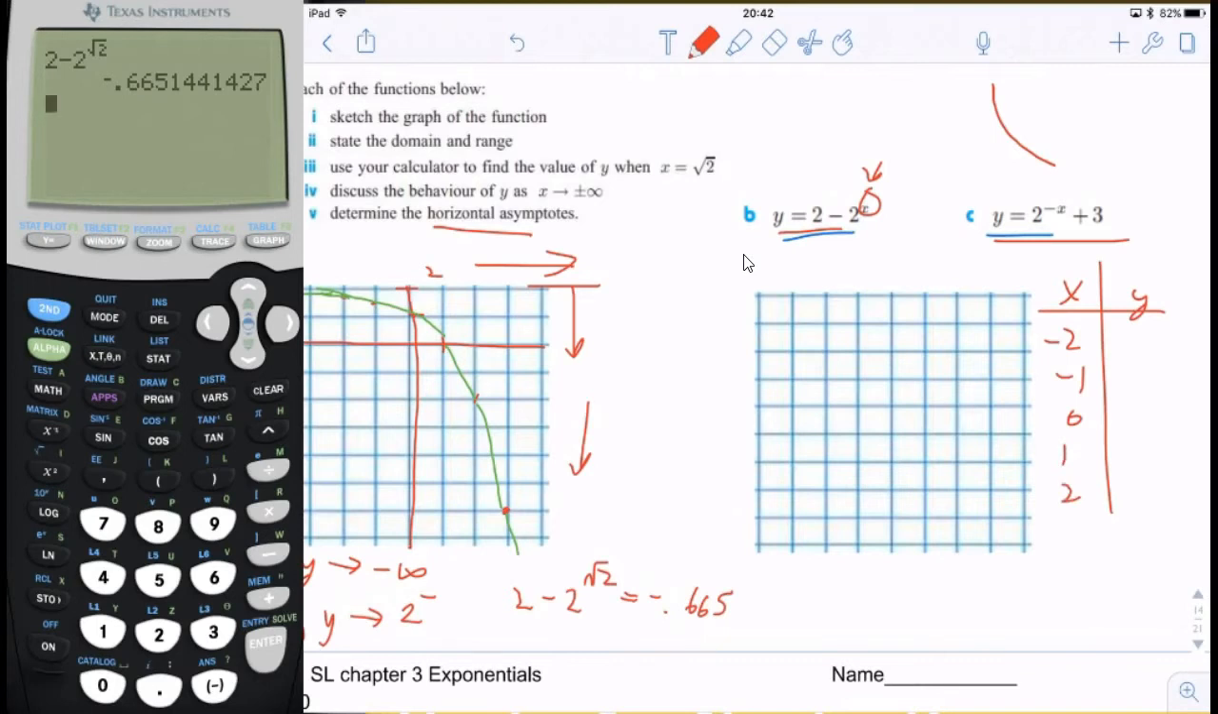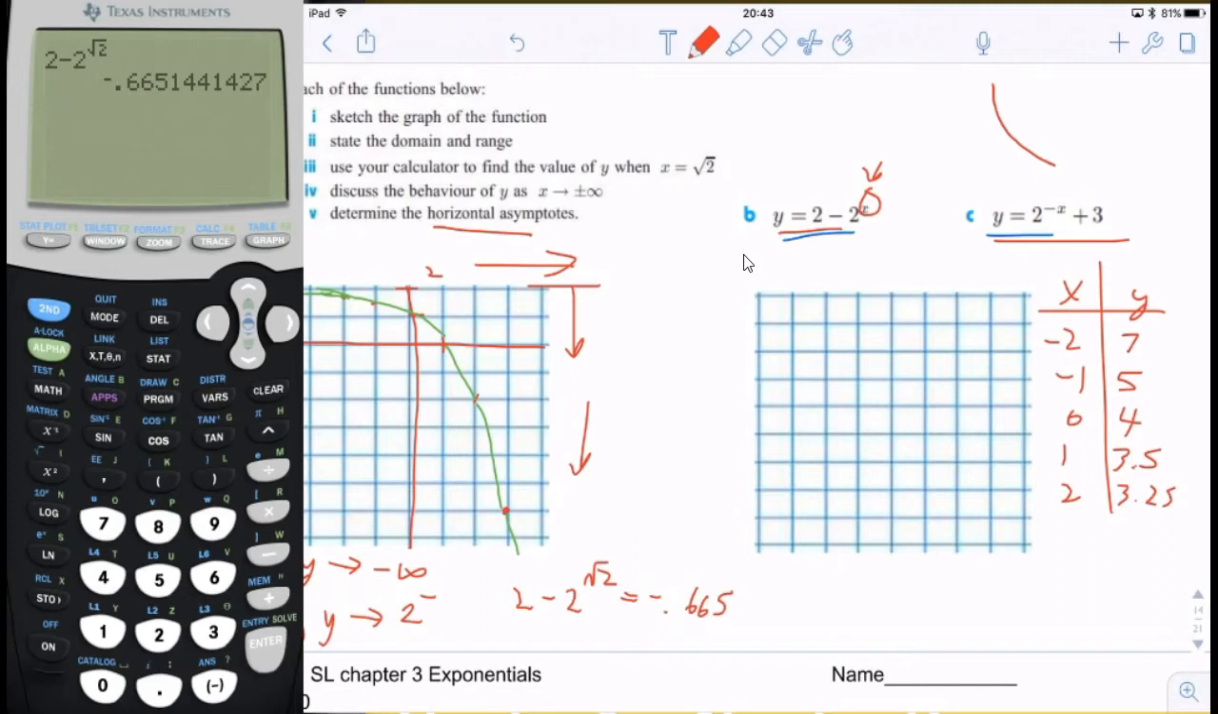Putting in negative 2, we're going to get 2 to the negative 2, which is 2 squared, which is 4, plus 3, which is 7. If we put in negative 1, we get 2 to the negative 1, which is 2 to the 1, which is 2, plus 3 is 5. If we put in 0, we get 2 to the 0, which is 1, plus 3, which is 4. If we put in 1, we get 2 to the negative 1, which is 1/2, plus 3, which is 3.5. And if we put 2, we're going to get 2 to the negative 2, which is 1/4 plus 3, which is 3.25.